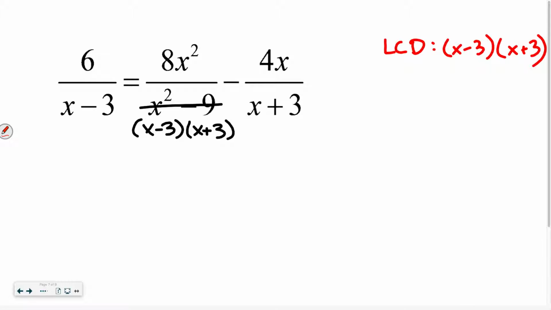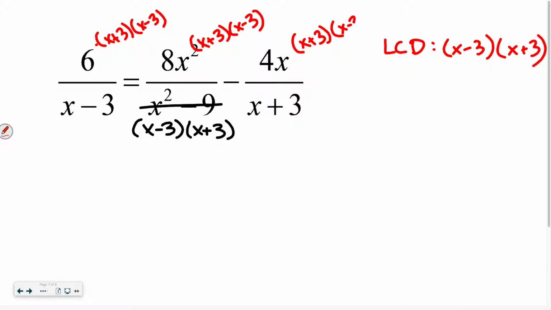So take both factors and multiply every single term. x plus 3, x minus 3 on each term. Cancel out the ones that appear in the numerator and the denominator now. So I can cancel out x minus 3. Distribute my 6. I have 6x plus 18.